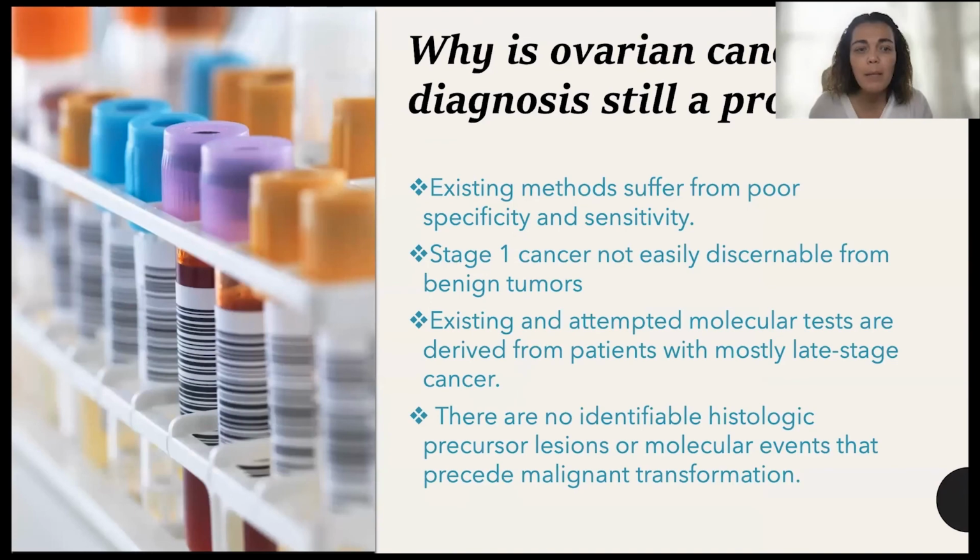What this test is intended to do is be very specific for detecting stage 1 cancer, because that's where the biggest problem is. Doctors don't have a hard time diagnosing a stage 3 or 4 cancer in a woman with a pelvic mass. But if she has a stage 1 cancer, it's very hard to discriminate it from a benign condition, such as a cystadenoma, a cyst, endometriosis, or other benign conditions of the ovary.